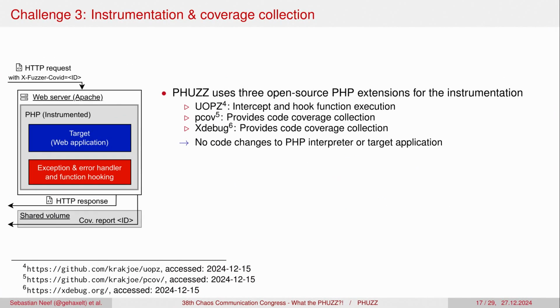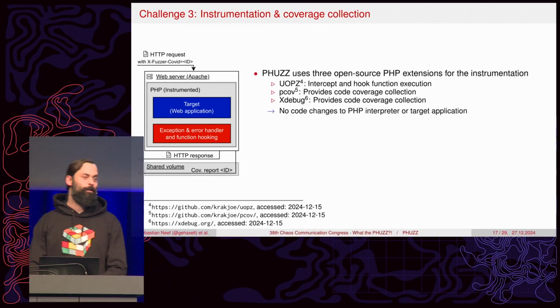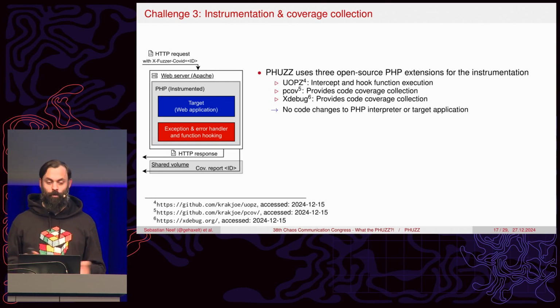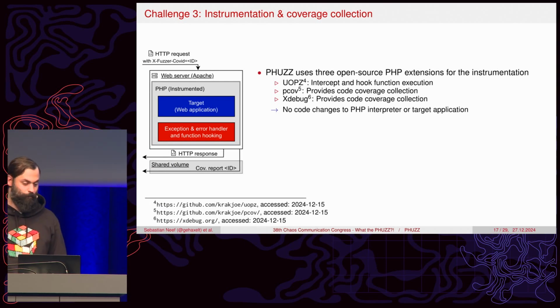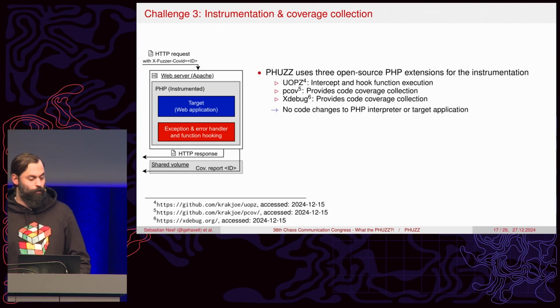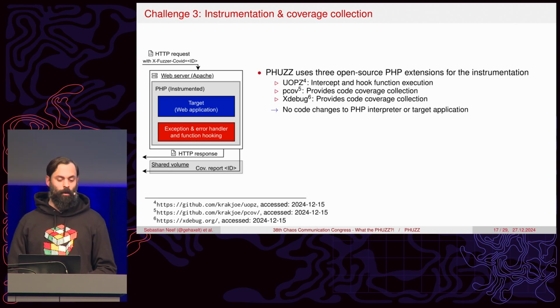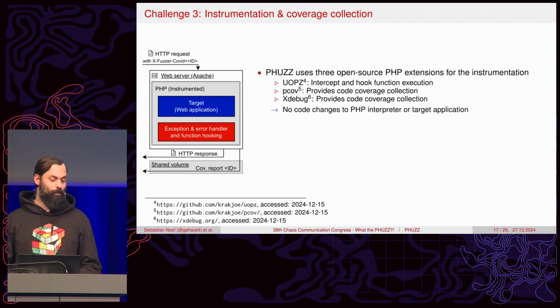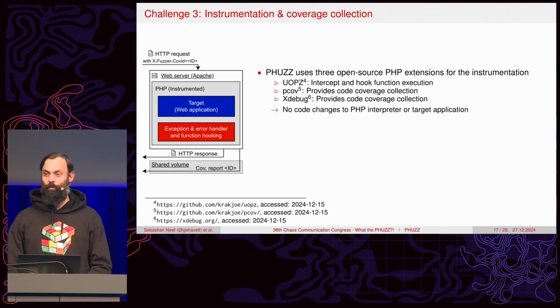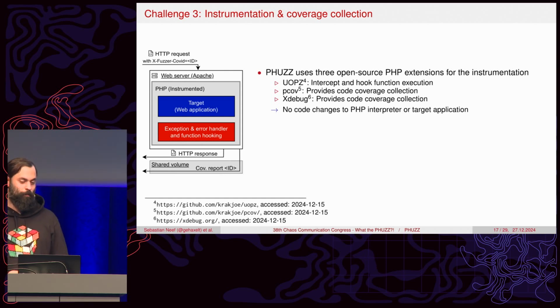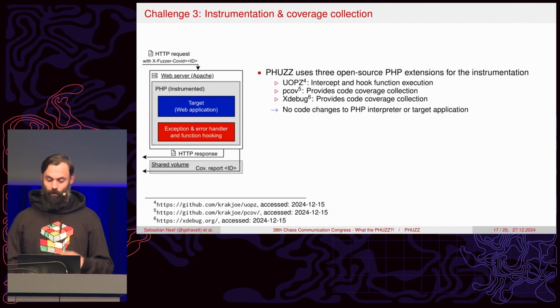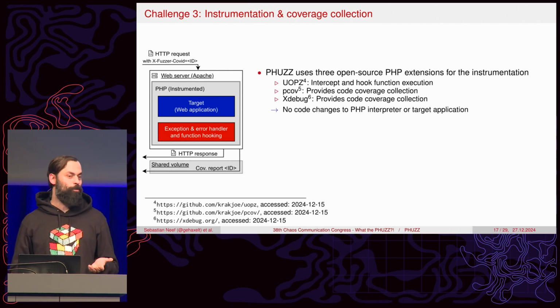So let's talk about the instrumentation challenge and the coverage collection. The reason why we can do that without changing any of the PHP interpreter source code or the fuzzed application source code is because we use 3 different open source extensions. We use UOPZ for interception and hooking of different native and non-native functions. And then we use 2 different plugins that provide a way to collect coverage of the executed PHP application. And this also makes our approach agnostic to PHP versions.